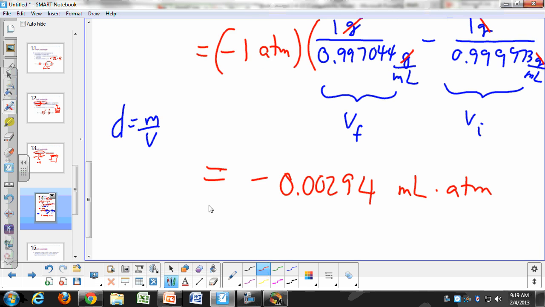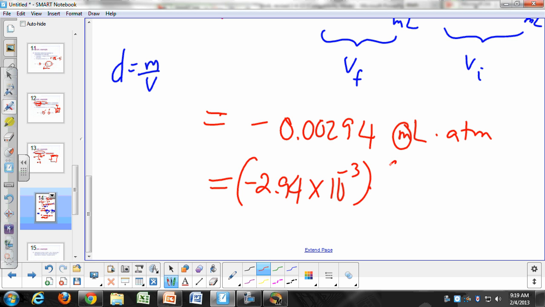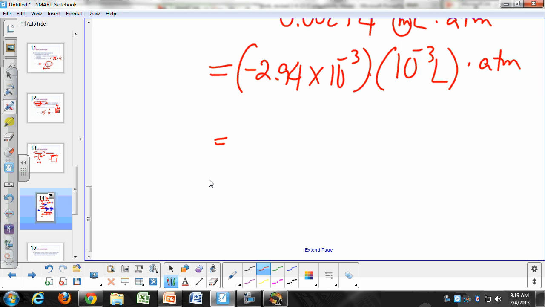Okay. So what would that be in liter atmosphere? Milli means 10 to the negative 3. So this is negative 2.94 times 10 to the negative 3, right? And milli means 10 to the negative 3 liters times atmospheres. So that's going to be negative 2.94 times 10 to the negative 6 liters times atmosphere.